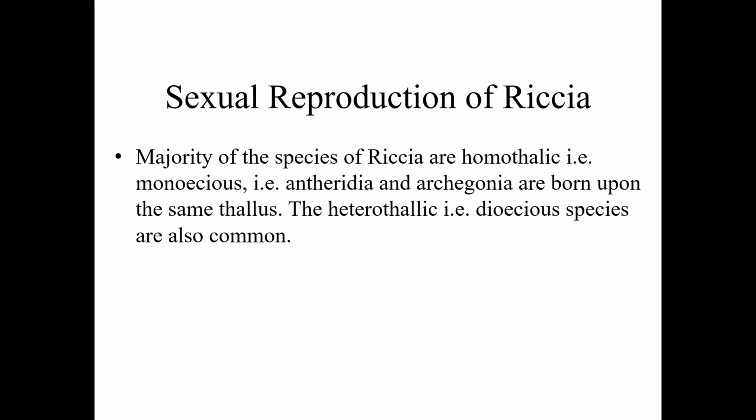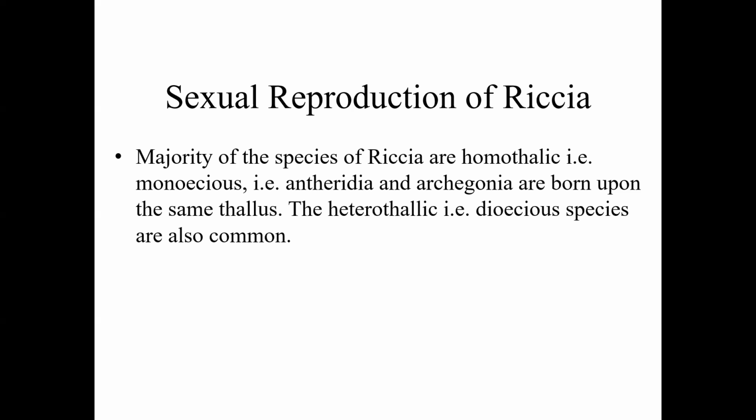The heterothallic, that is dioecious, species are also common. In such species, the antheridia and archegonia develop separately on different thalli. For example, Riccia himalayensis. The sex organs are produced in the groove situated on the dorsal surface of the mature gametophyte in acropetal succession.